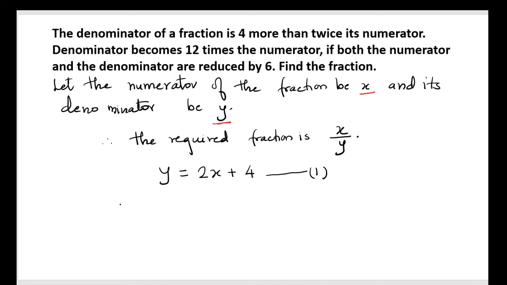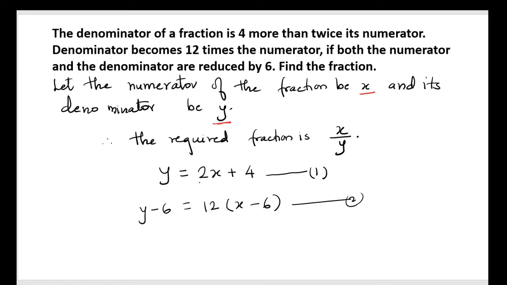The second equation will come from this statement, which says the denominator becomes 12 times the numerator if both the numerator and the denominator are reduced by 6. So if you reduce the numerator by 6, it will become x minus 6. Likewise, the denominator will become y minus 6. The new condition says the denominator becomes 12 times the numerator. So the denominator is now y minus 6. It becomes 12 times the numerator, which is x minus 6. Statement number 2.